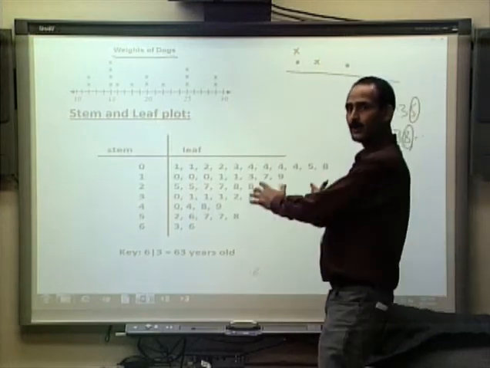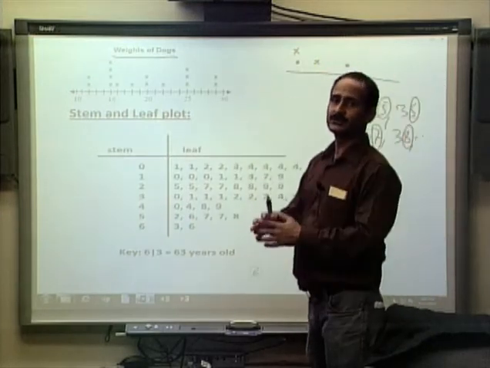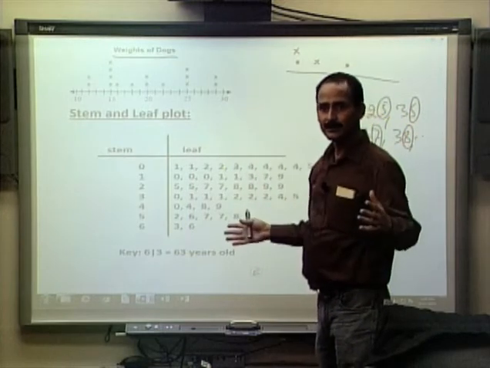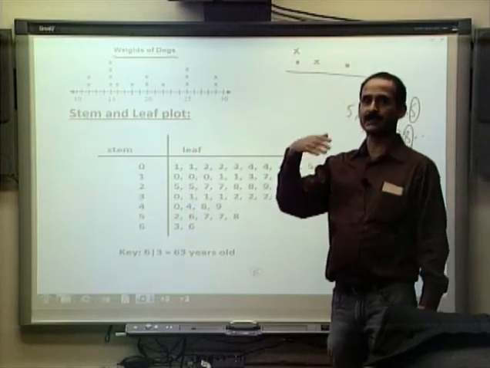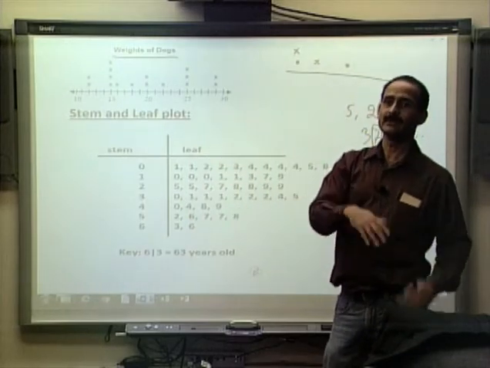So, this is another way of representing huge data consisting of a bunch of numbers. The method is very simple. The last digit is the leaf, anything before it is the stem.